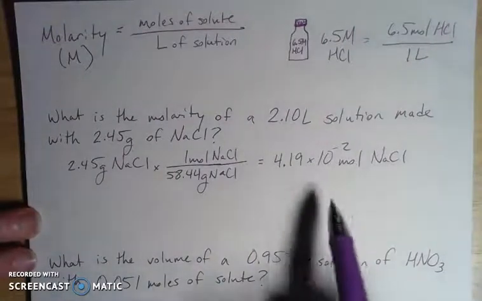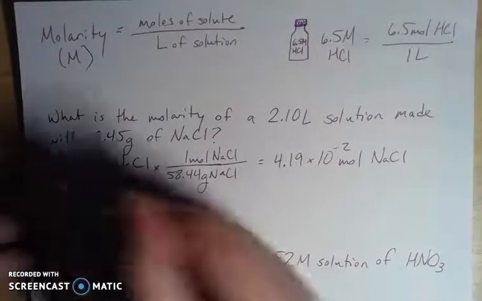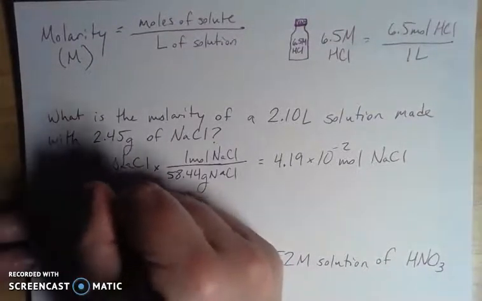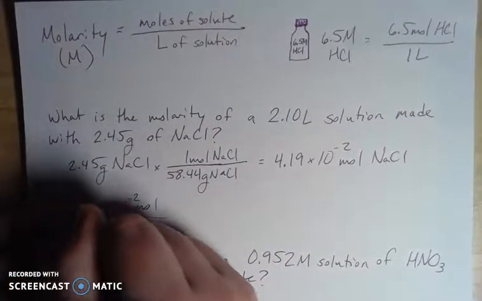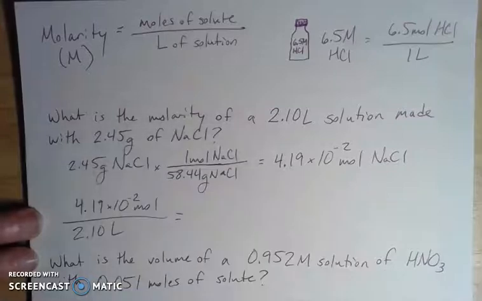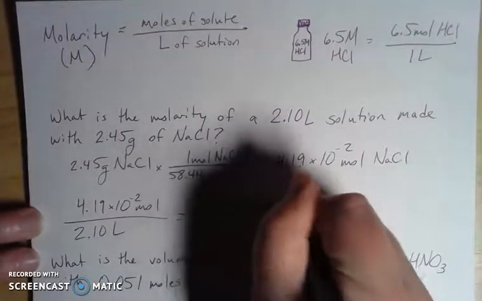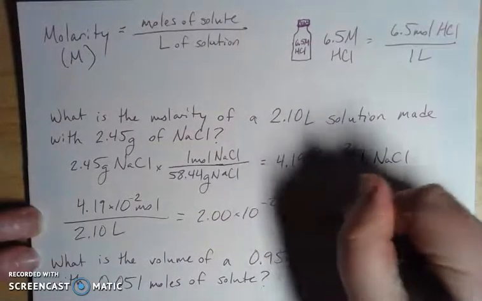And now for molarity, I take the number of moles and divide by the number of liters of solution, so 2.10 liters. That molarity is going to be 2.00 times 10 to the negative 2 molar NaCl.